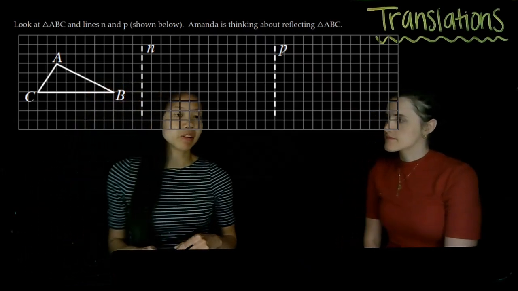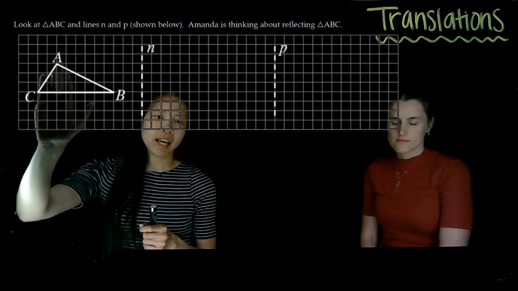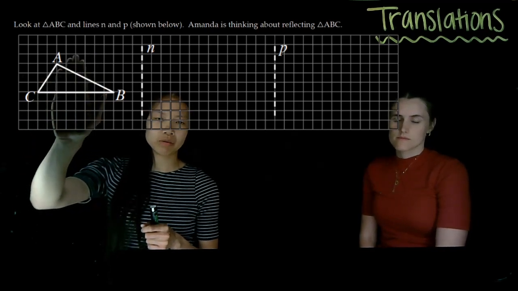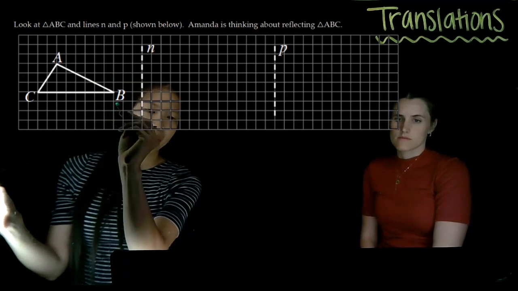Alright, today we're going to talk about another kind of transformation of a shape. Let's look at this triangle here. We've got triangle ABC, and we are thinking about reflecting it over line N. If you remember from our last video, when we reflect, our points are equidistant.